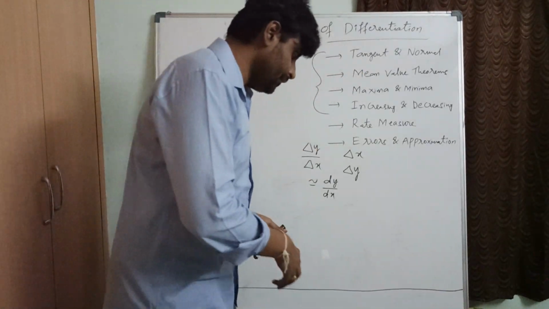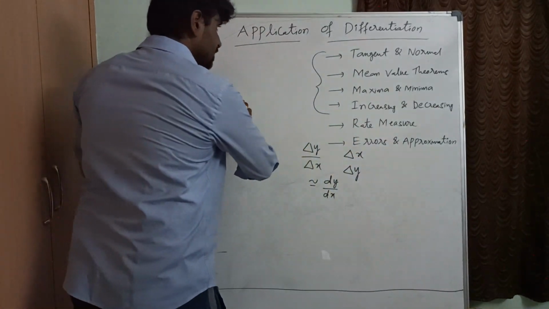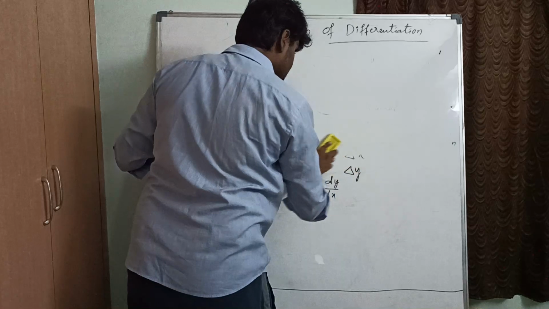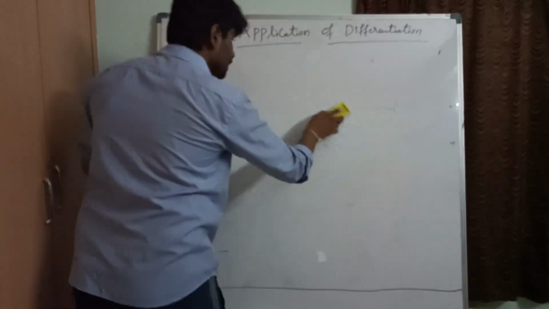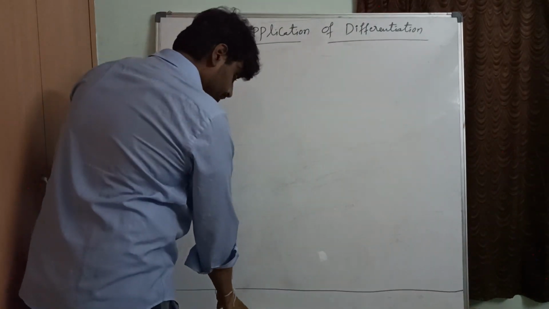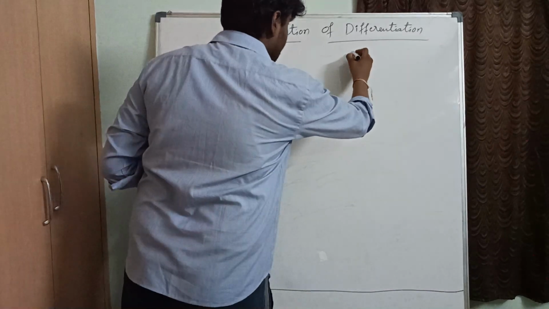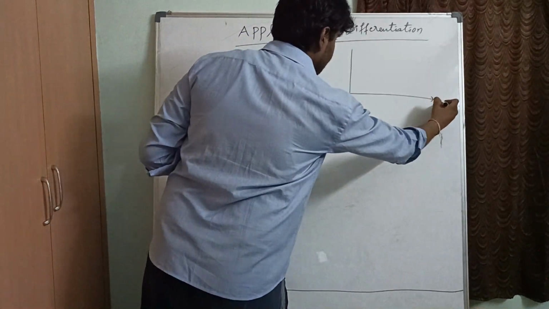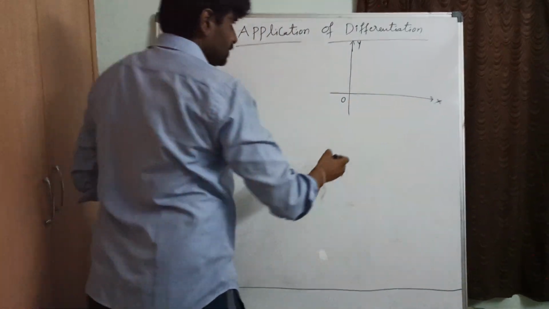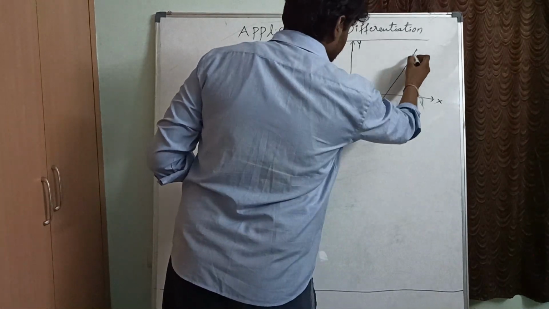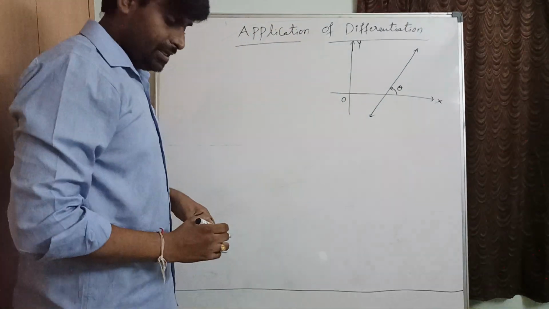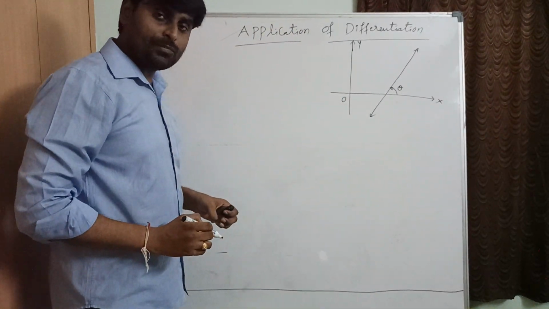Okay, so now let us go for discussing the first topic, which is tangent and normal. What do you mean by tangent and what do you mean by normal, we are going to discuss by taking a curve. But before taking a curve, first of all, let us take one straight line, as we know from the straight line topic in coordinate geometry. So this is one straight line and it is making some angle theta.